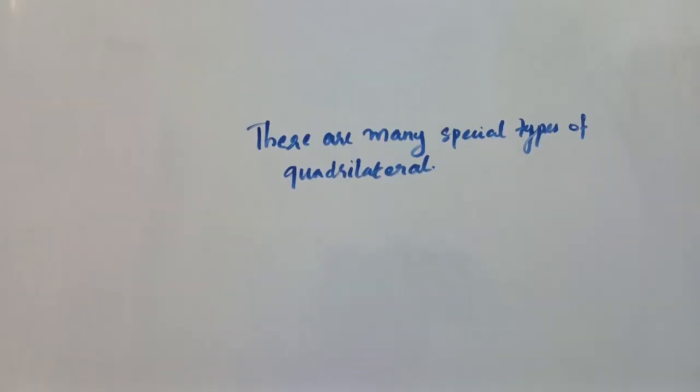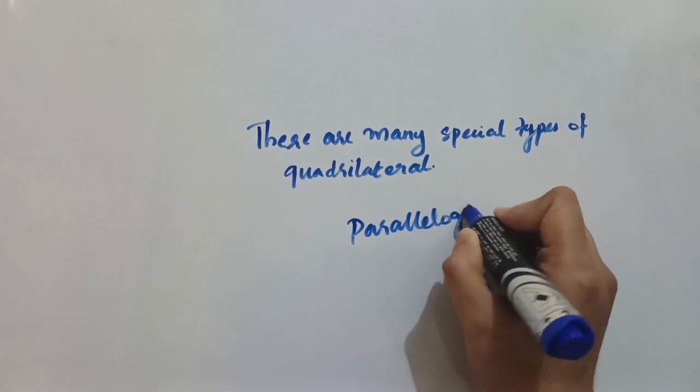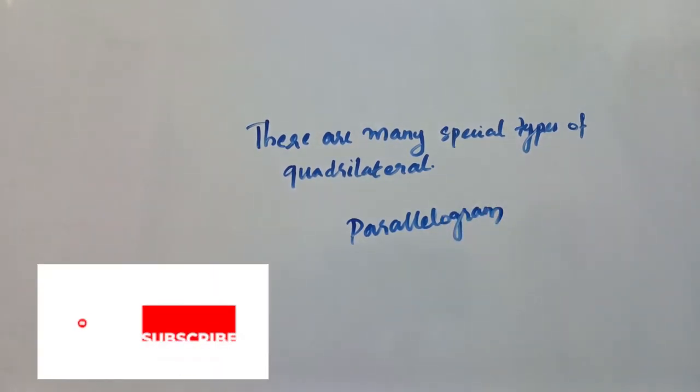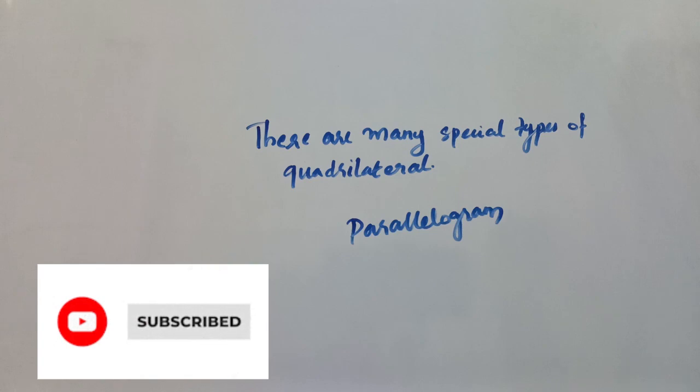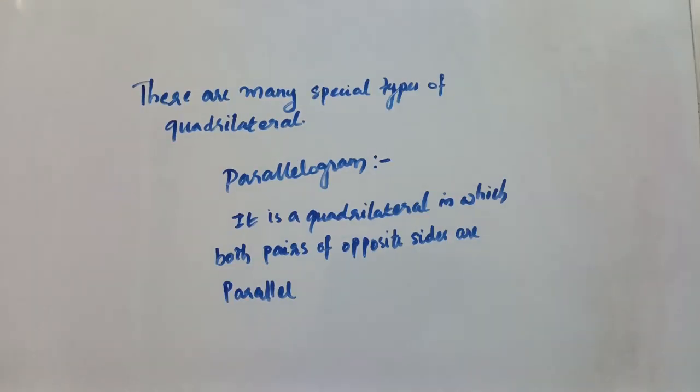There are many special types of quadrilateral. One type is the parallelogram. A parallelogram is a quadrilateral in which both pairs of opposite sides are parallel. Therefore, a parallelogram has 4 sides because it is a quadrilateral. Then, among those 4 sides, opposite sides are parallel.